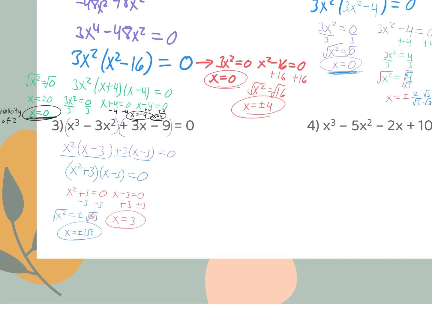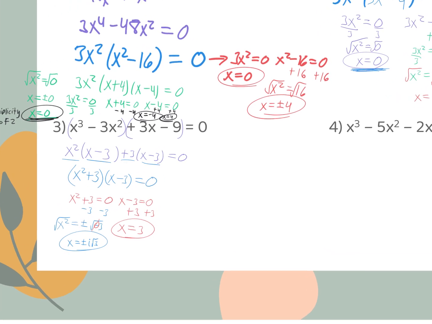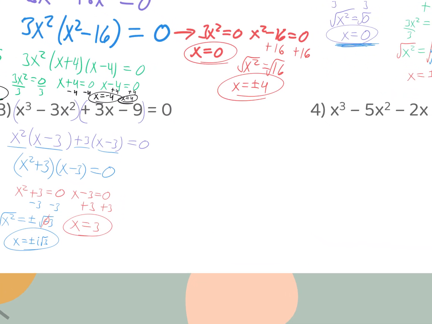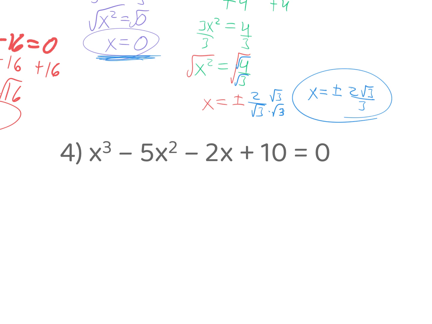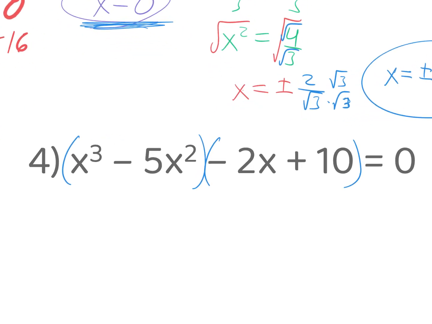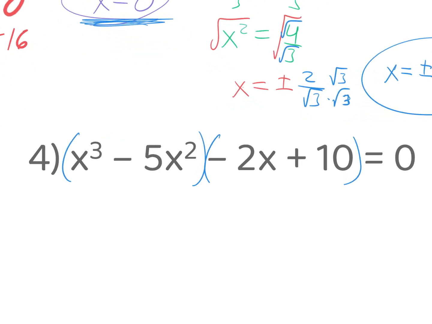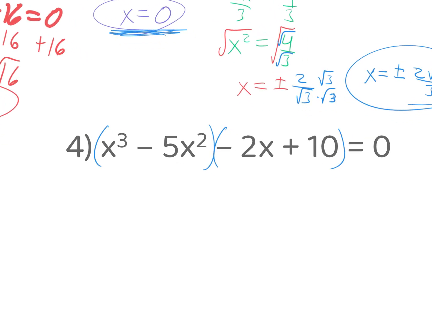All right, I'll leave this on the screen, but you guys try number 4. Okay, so let's give this one a try. So good, looks like some of us got it. We want to group, right? Anytime you see 4 terms, you want to factor it by grouping. So group the first 2 and group the second 2. The GCF of the first 2 should be an x squared, and on the inside, we should be left with an x minus 5.